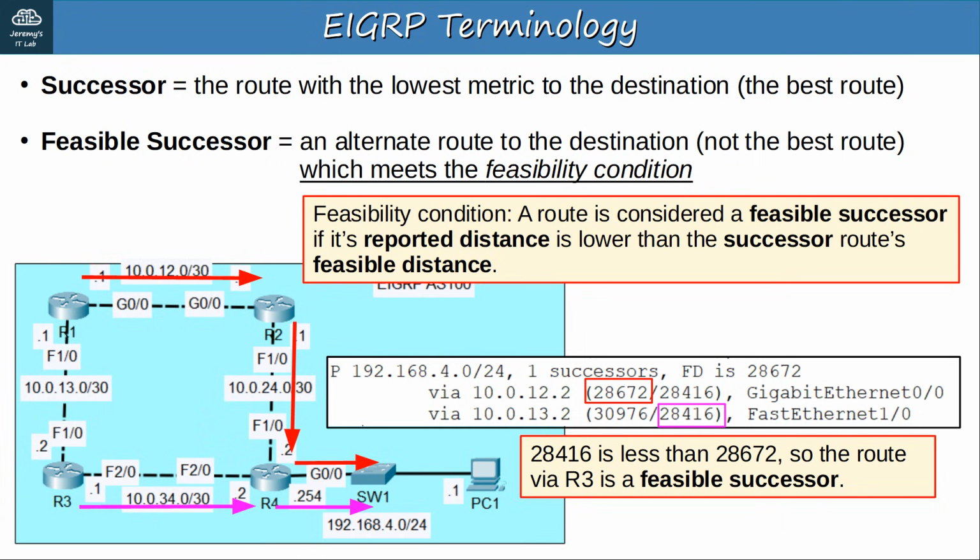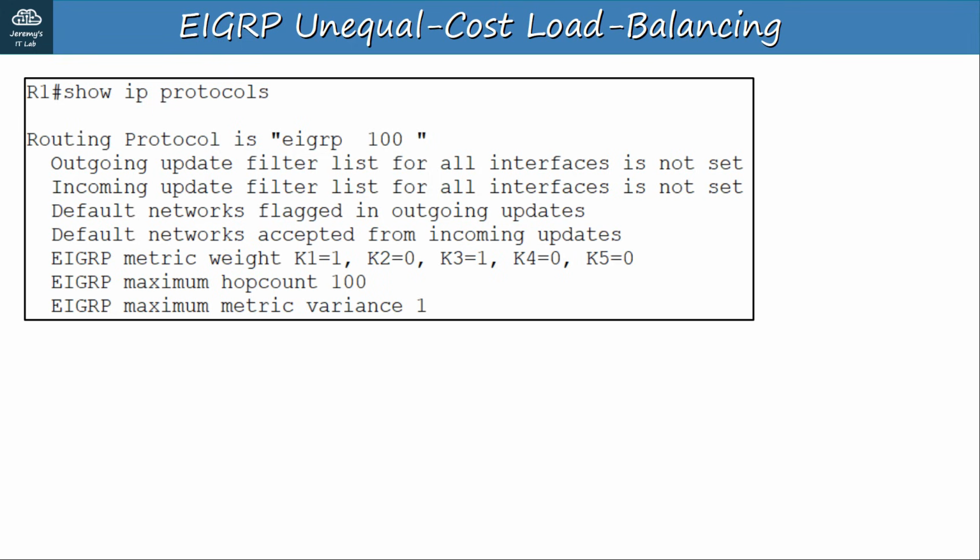Why does EIGRP have this system of feasible successors? It's a kind of loop prevention. If a route meets the feasibility requirement, it is guaranteed not to be a looped route. I'm not going to spend time explaining that in depth, but remember that this is a loop prevention mechanism. With that knowledge, let me now explain how EIGRP does unequal cost load balancing, a unique feature of EIGRP, because other routing protocols only perform load balancing if each route's metric is equal.